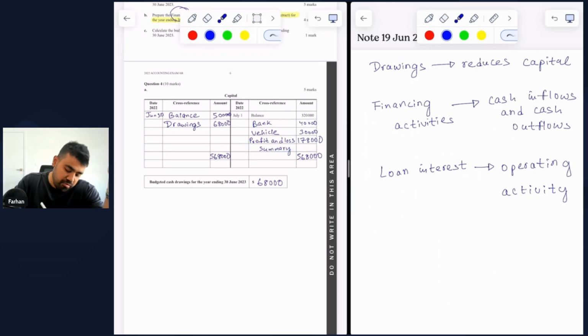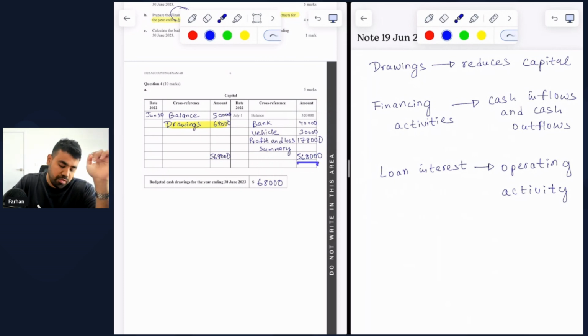So our main requirement from this question was to calculate this line, which I'm highlighting in yellow, the drawings of 68,000. So how do we find that amount? Let's assume we do not have this to begin with. So we take a quick glance within the capital account, and you can easily see that the credit side is the heaviest side. So we add all the lines here, which gives us a total of 568,000.